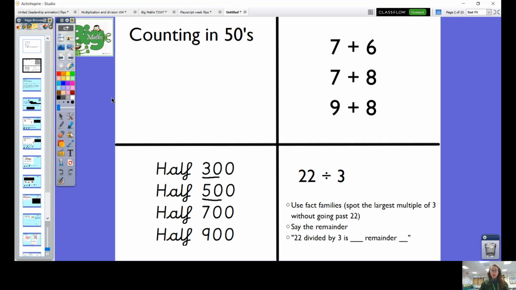Okay, we're going to start with some big maths this morning. So I want you to just have a little go at practicing counting in your 50s. You might want to jot this down in your maths book to help you, or you might just want to say it out loud. So do that now.